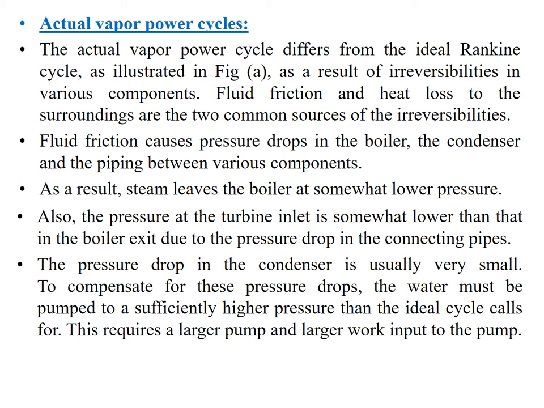Then heat loss, and the main thing is frictional loss. Frictional loss can cause a pressure drop in the boiler, condenser and piping between the various components. If the steam leaves the boiler at somewhat low pressure, then the turbine inlet will be at low pressure. Again, there is a pressure drop in the connecting pipes, and a very small pressure drop in the condenser. That is how the efficiency of the cycle is reduced.